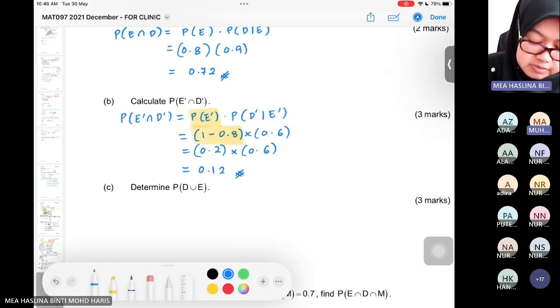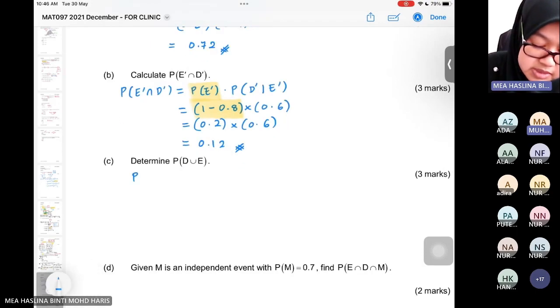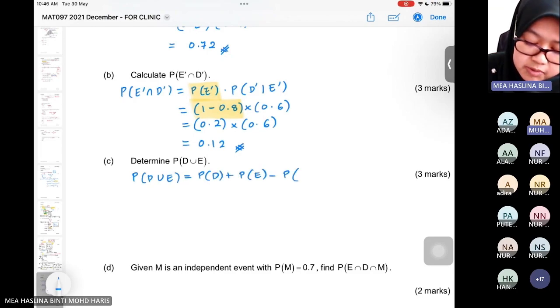Okay, all right. And then for part C, determine probability of D union E. This one can be obtained from addition rule 1: probability of D plus probability of E minus probability of D intersect E.